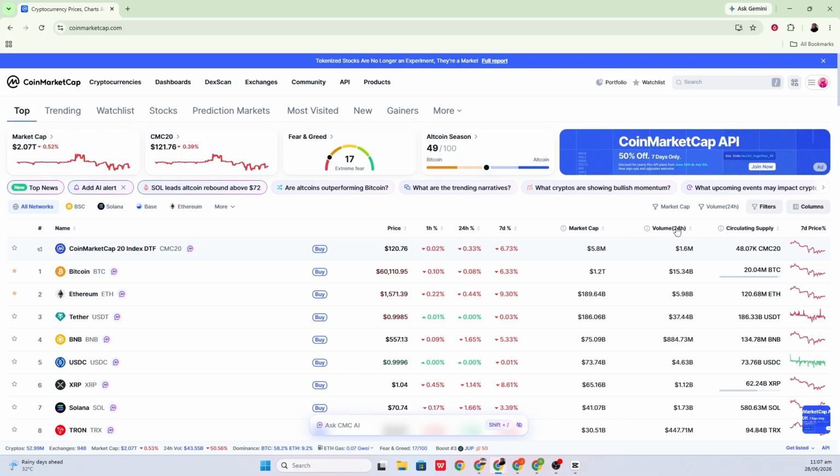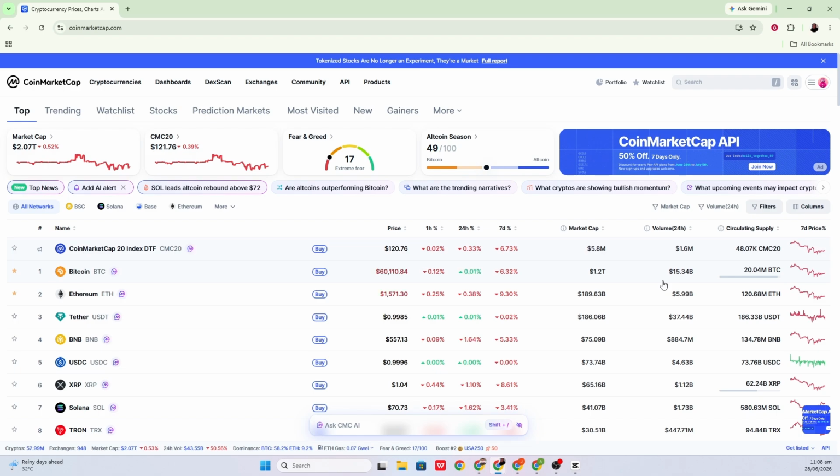Next, check the dominance metrics for Bitcoin and Ethereum. Review Bitcoin's market share compared with the rest of the cryptocurrency market. When Bitcoin dominance increases, investors may be moving toward Bitcoin. When Bitcoin dominance decreases while the total market cap increases, this can indicate money moving into alternative cryptocurrencies.